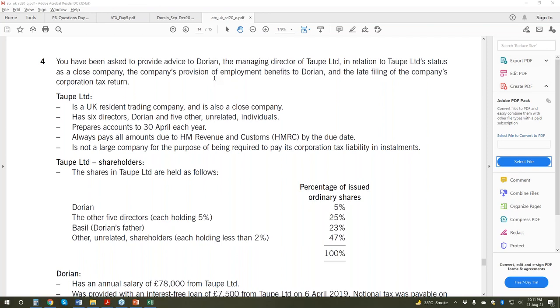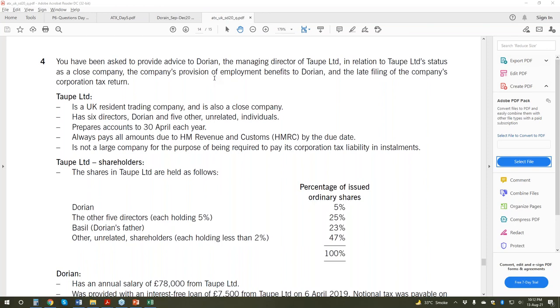T Limited is a UK resident company and is also a closed company. It has 6 directors, Dorian and 5 other unrelated individuals. It prepares accounts to 30th April each year and always pays all amounts due to HMRC by the due date. It is not a large company for the purpose of being required to pay its corporation tax liabilities in instalments.